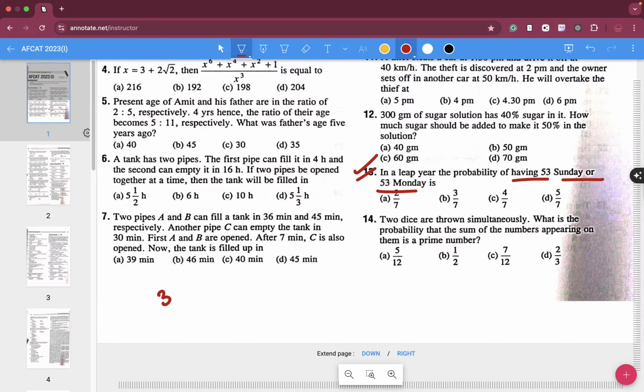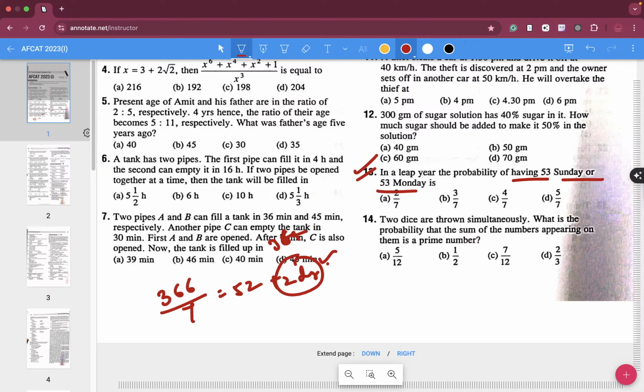In a leap year, how many days are there? 366 days. Divided by 7, that is 52 weeks. 52 weeks means 364 days, plus 2 days.